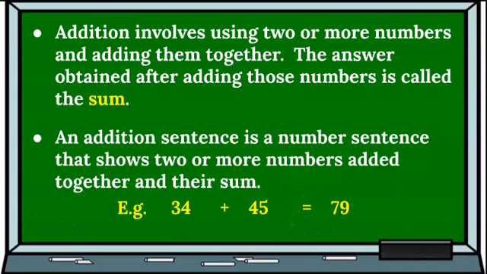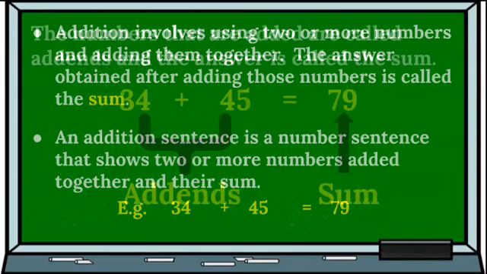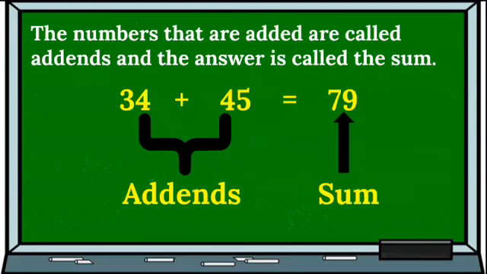Here we have an example. 34 add 45 equals the sum of 79. The numbers that are added are called addends, and the answer, as stated earlier, is called the sum.